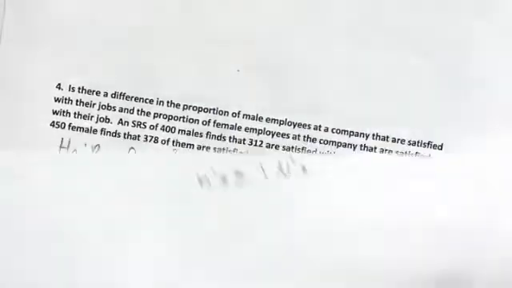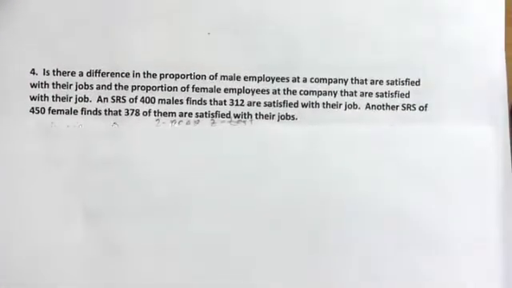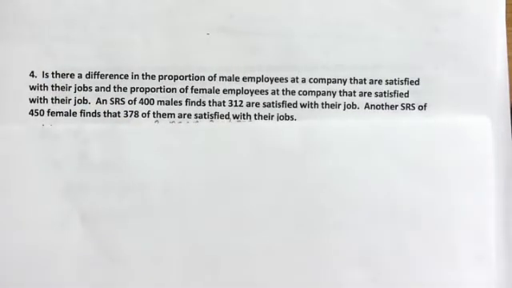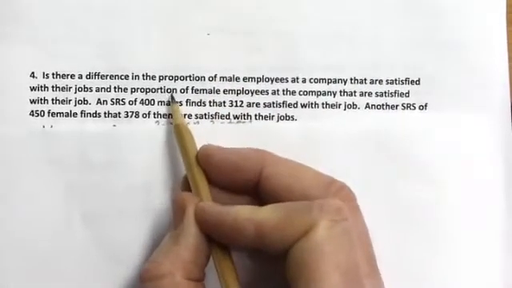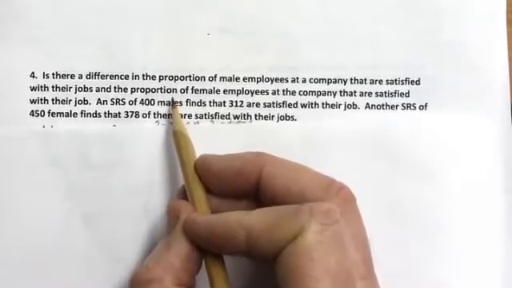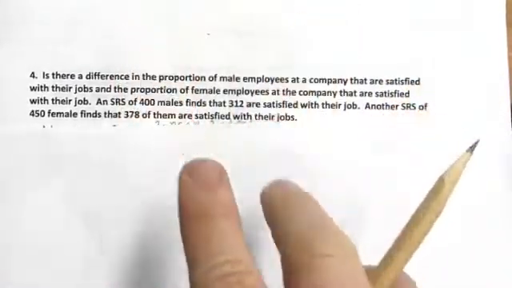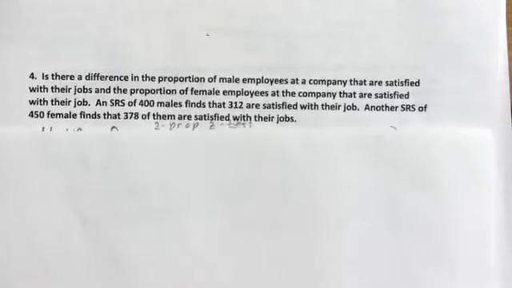All right, number 4. Number 4 says: is there a difference in the proportion of male employees at a company that are satisfied with their jobs and the proportion of female employees at the company that are satisfied with their jobs? So we've got two proportions. We've got proportions, so we know that if we're doing an inference, we're going to do a z-test or a z-interval, okay? And there's two of them. So it's either going to be a two-proportion z-interval or a two-proportion z-test, or maybe both.